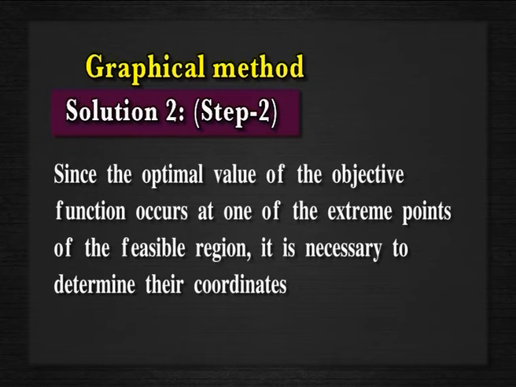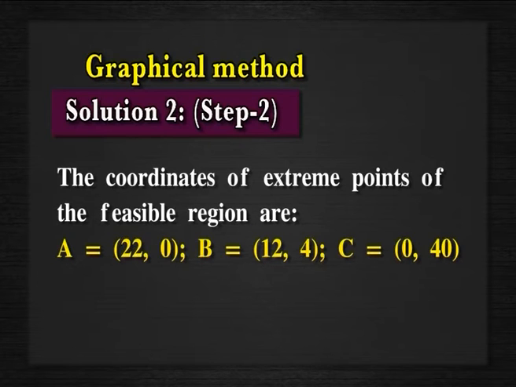Since the optimal value of the objective function occurs at one of the extreme points of the feasible region, it is necessary to determine their coordinates. The coordinates of extreme points of the feasible region are A is equal to 22, 0, B is equal to 12, 4, C is equal to 0, 40.